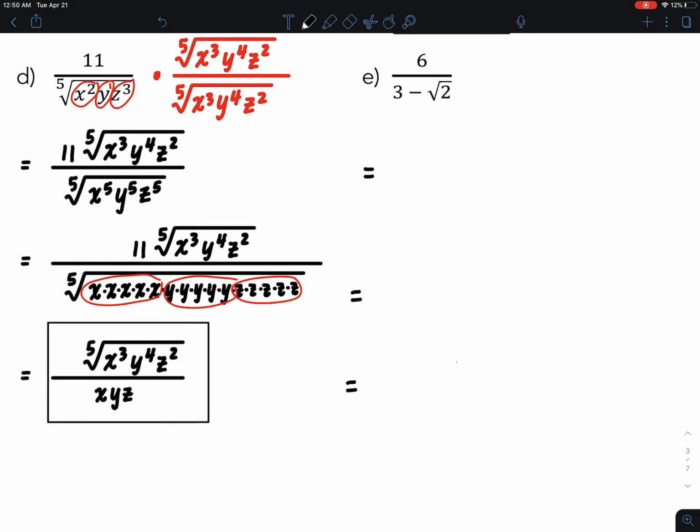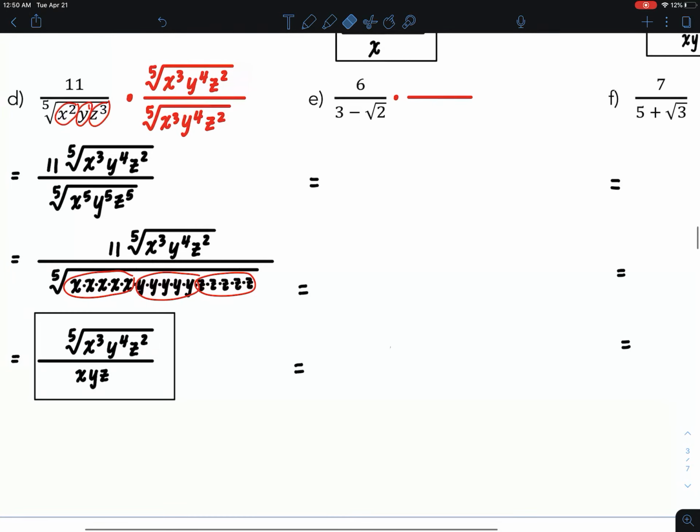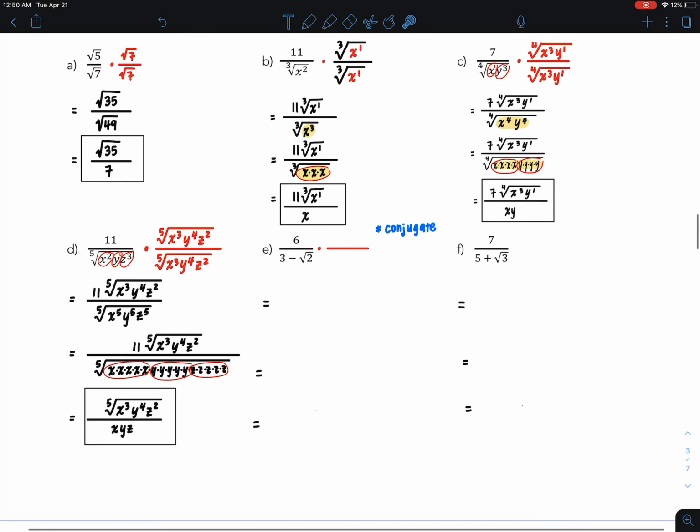Let's take a look at letter E. So letter E, we're going to multiply by the conjugate. In order to do this, this is different from any other problem that we're doing because this is the first time we have a sum or a difference in the denominator. So notice here, one thing in the denominator, but here, 2 things in the denominator. Here, 2 terms in the denominator.